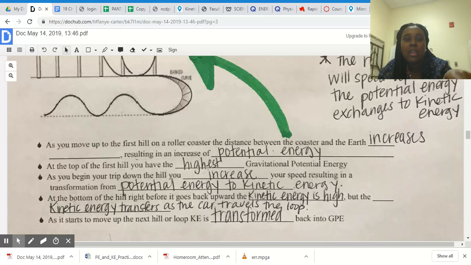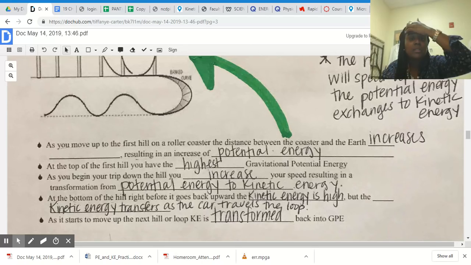So let's move on to number four. As you begin your trip down the hill, you increase your speed, resulting in a transformation from potential energy to kinetic. So the stored energy that I had at the top of the roller coaster, so like our example here, stored energy that I had here is going to transform into kinetic energy as I start to travel down because I'm in motion. And it's going to allow me to move through the rest of my trip.